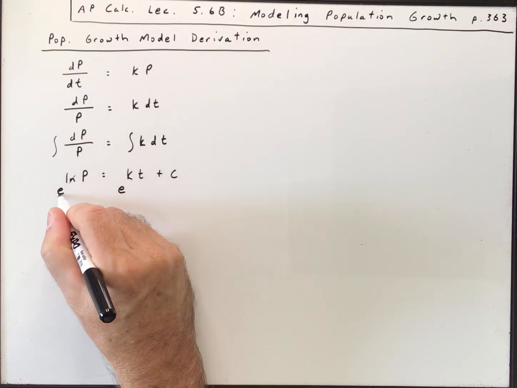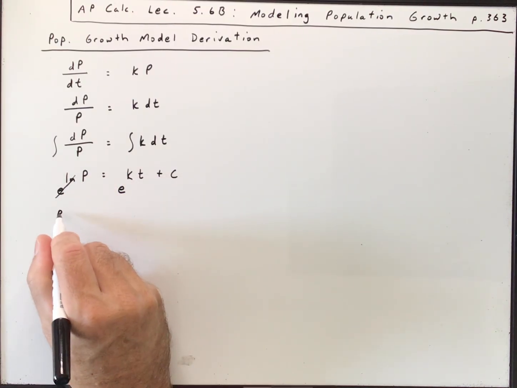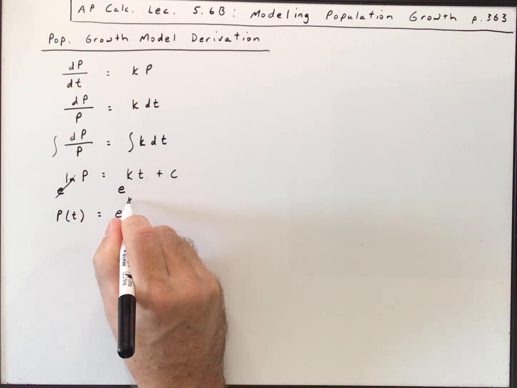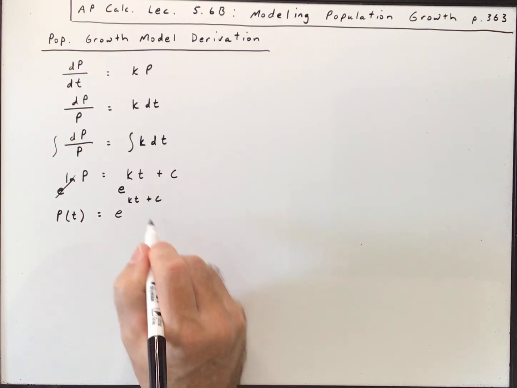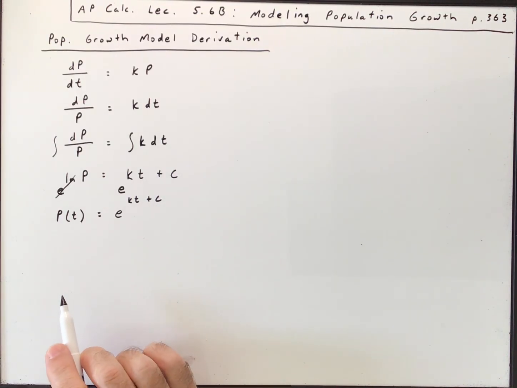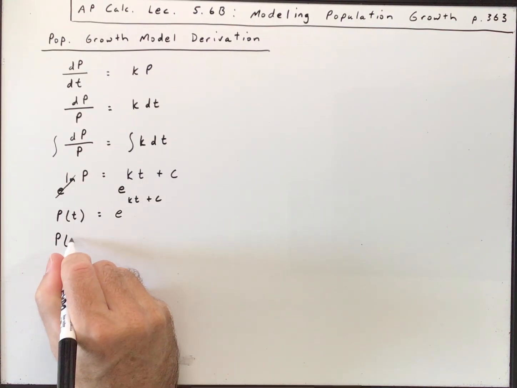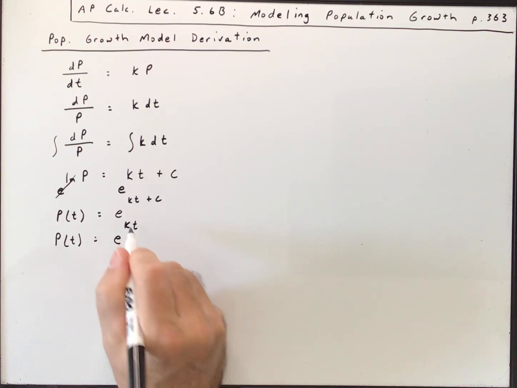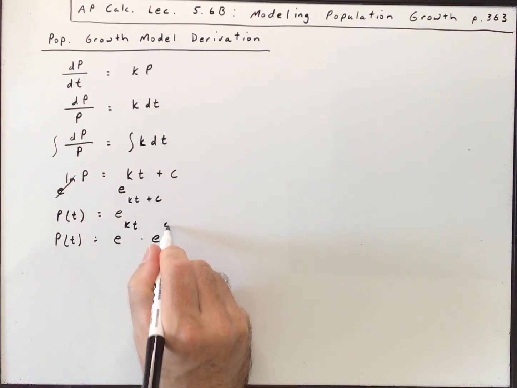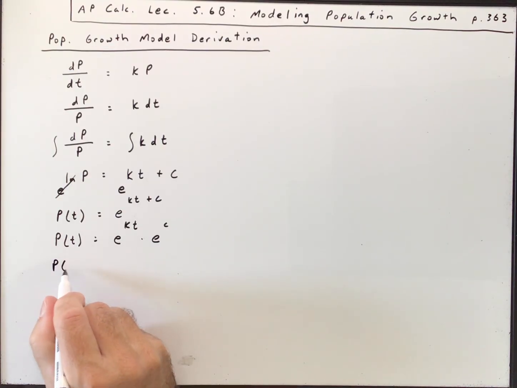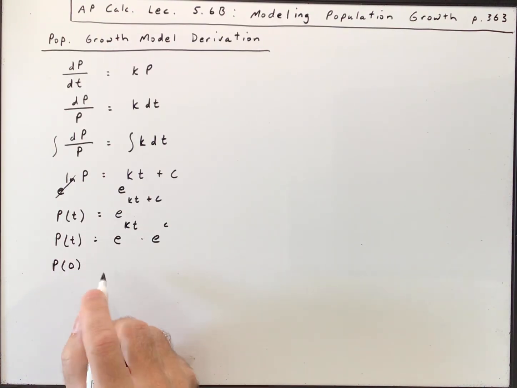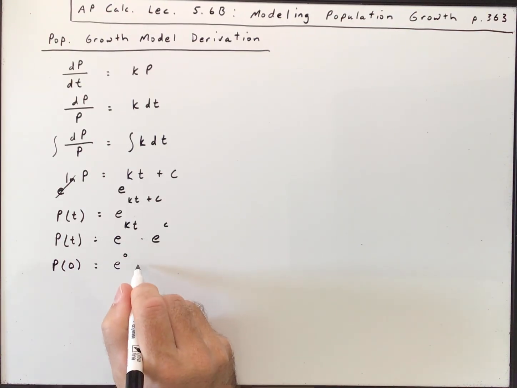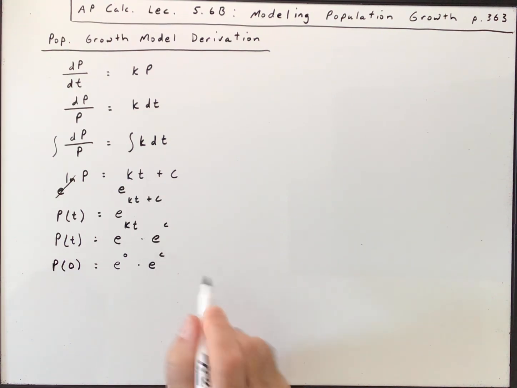Now the e and the natural log cancel, and you'd have P of t is equal to e to the kt plus c. Just like in the previous section, we can rewrite that as e to the kt times e to the c. So at time 0, our initial population, P of 0, is going to be e to the 0 times e to the c.